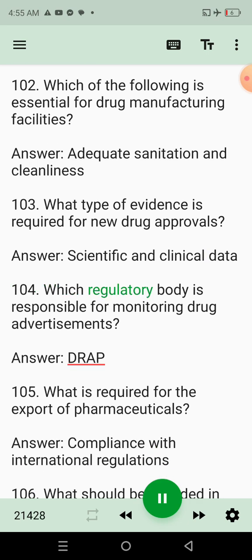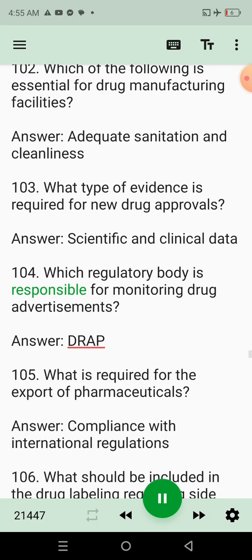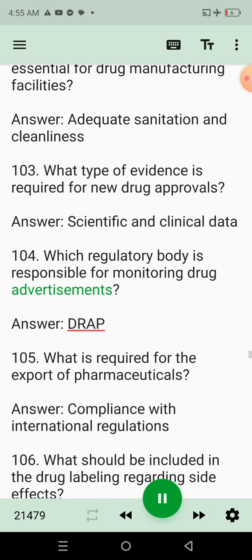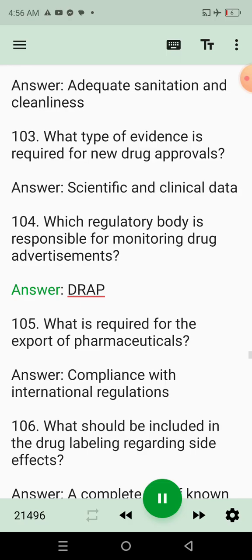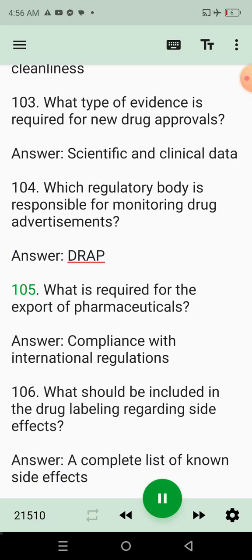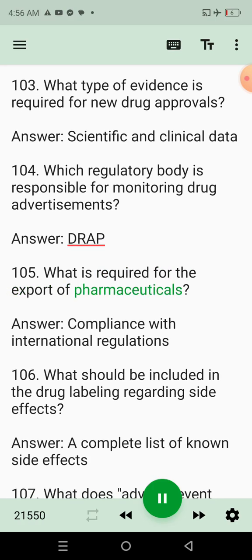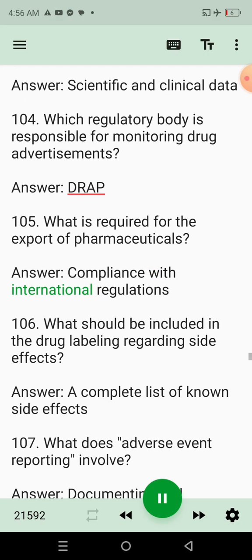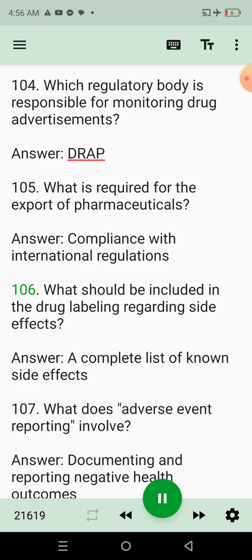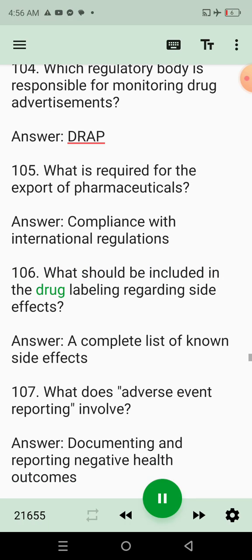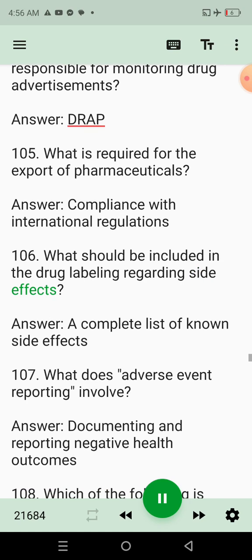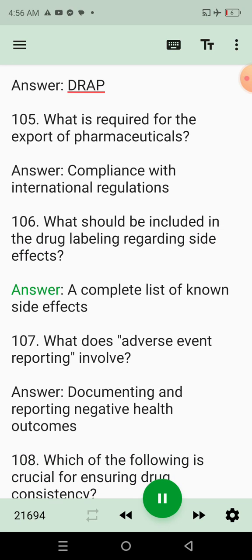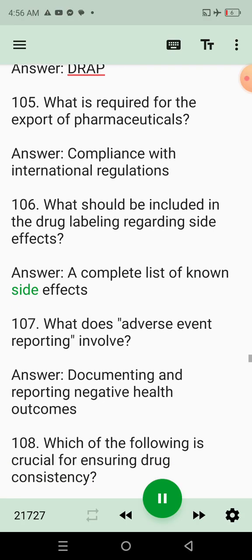104. Which regulatory body is responsible for monitoring drug advertisements? Answer: DRAP. 105. What is required for the export of pharmaceuticals? Answer: compliance with international regulations. 106. What should be included in the drug labeling regarding side effects? Answer: a complete list of known side effects.